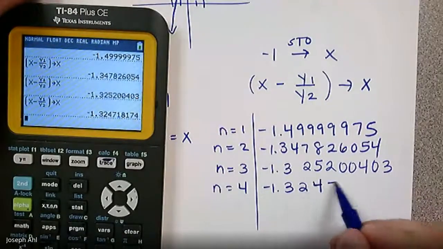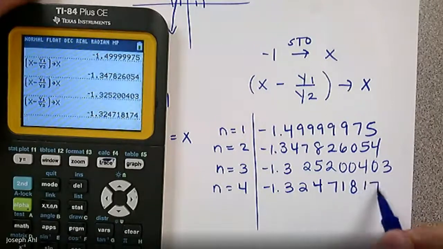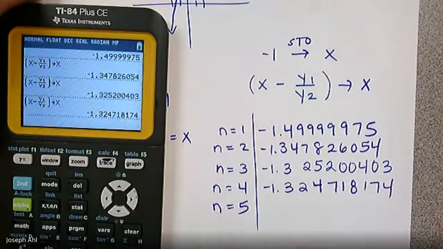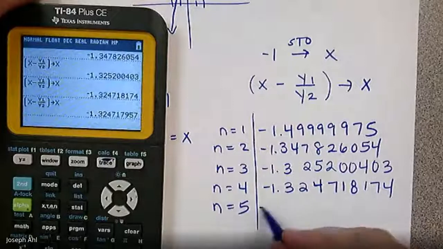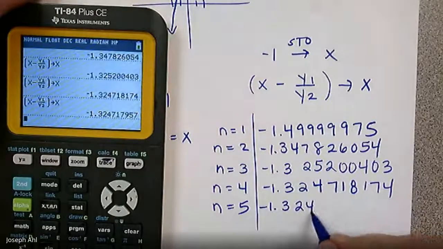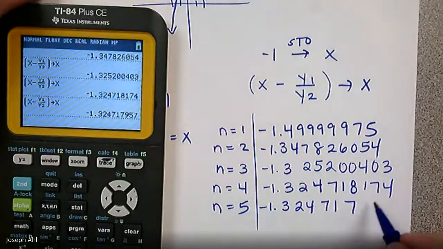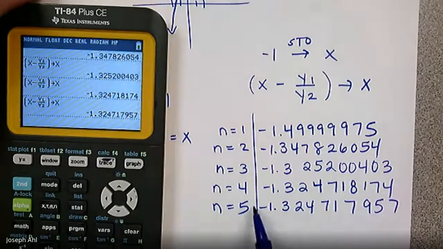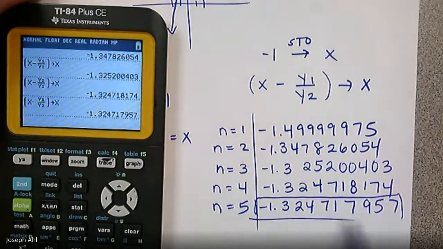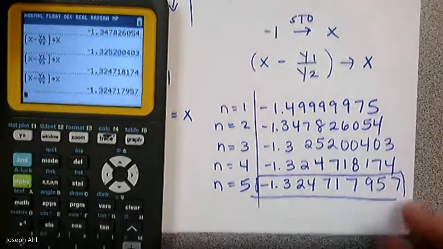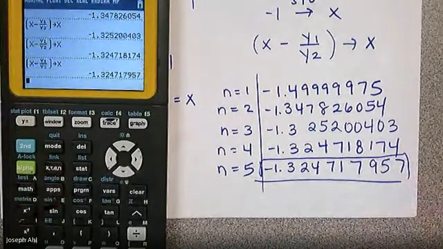So, 1.324718174. Probably usually don't go much past 5. Let's see what this says. Negative 1.324717957. So I think we're pretty good to stop there, since these two differ by less than 1/10,000th at this point. Okay.